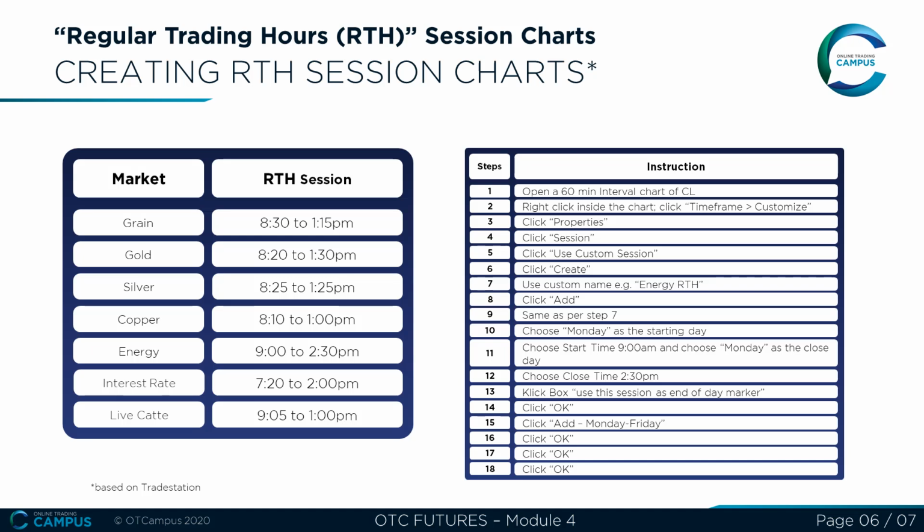Once you have created your custom time sessions, then you will look on the TradeStation toolbar and find the session icon. The icon has a small calendar with a clock in front of it. Once you open that icon, the list of custom sessions you created will be displayed for you. Click on the session you wish to use and you now will have the regular trading hour session of any futures contract that has one and that you created.